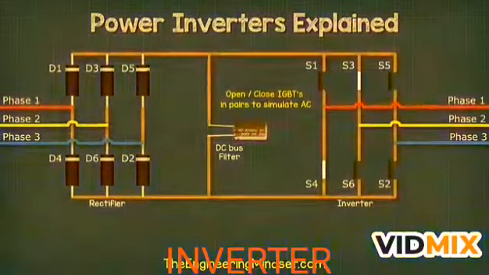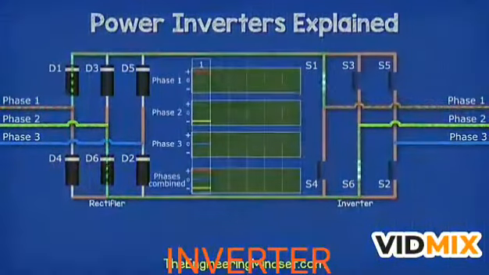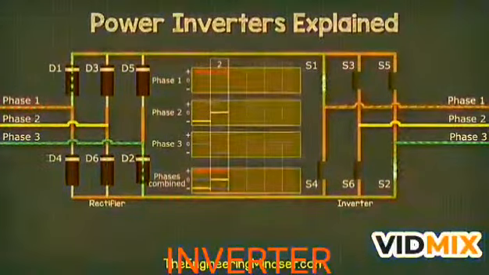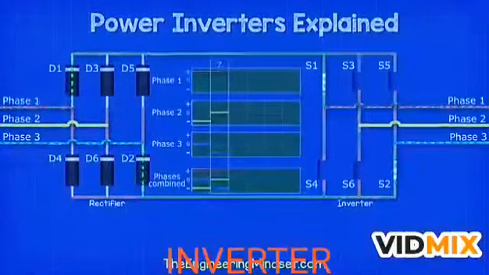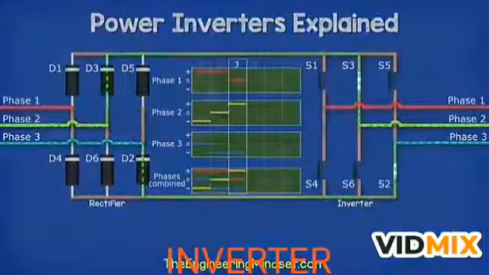For the three-phase supply, we time the switches to simulate the three phases. Let's see how this works. First, we close switches 1 and 6. This will give us phase 1 to phase 2. Then we close switches 1 and 2. This will give us phase 1 to phase 3. Then we close switches 3 and 2. This will give us phase 2 and phase 3.